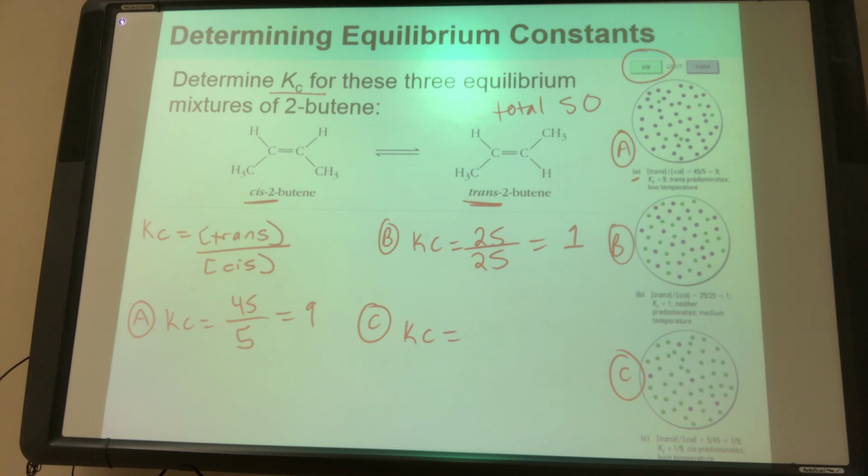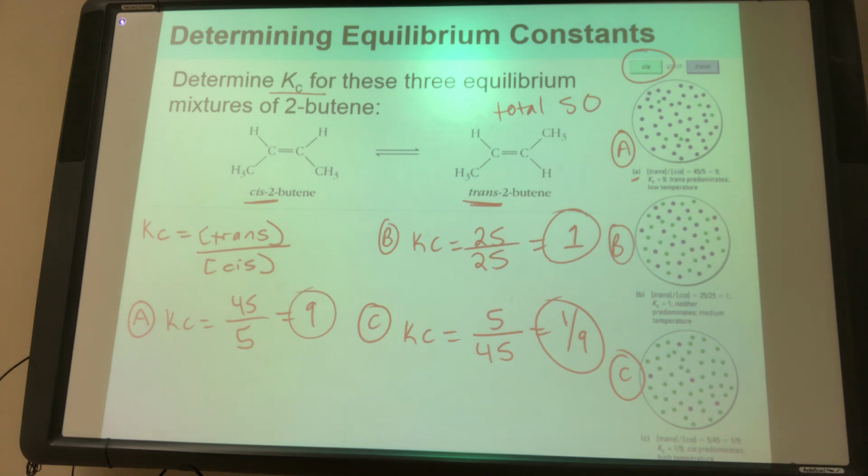And then let's do it again. But I got less purple, so let's count the purple. 1, 2, 3, 4, 5. I got 5 purple. Purple is trans, that goes on top, 5. And if there's 5 purple, there's 45 green, which gives you 1/9. So I've got my Kc for A, for B, and for C. So all it is just looking at it and plugging it right in.